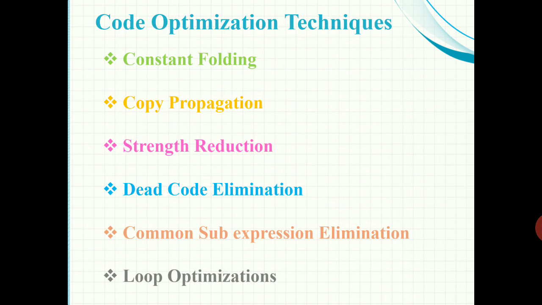Some of the code optimization techniques are constant folding, copy propagation, strength reduction, dead code elimination, common sub-expression elimination, and loop optimization techniques. Some of them are used globally, and some locally. They may be applied in an iterative manner: after applying constant folding, we can apply strength reduction, then again apply any of these optimization techniques to get better performance.